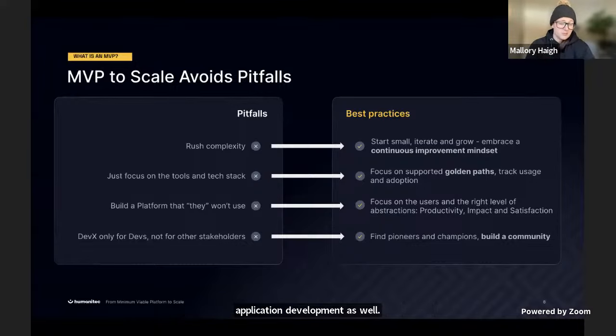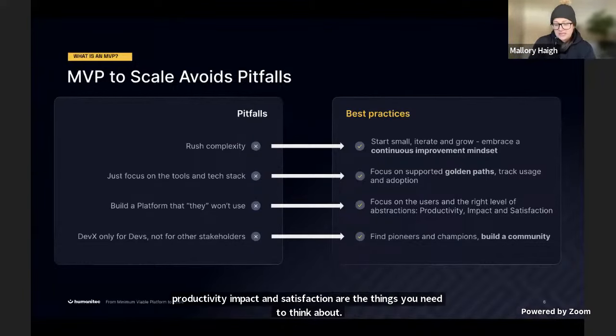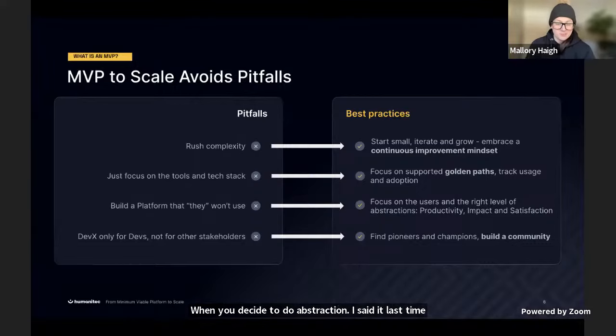A thing we often see as well is that people build a platform that no one wants to use, and that is a real big waste of time and money. So to counteract this, it's important to focus on the user and the right level of the abstraction. Productivity, impact, and satisfaction are the things you need to think about when you decide to do abstraction. I said it last time and I'll say it again, abstract responsibly. Don't just do it for the sake of abstracting people. Make sure that the reason why you are adding that layer actually helps improve some pain point that that developer team or that platform engineering team has.